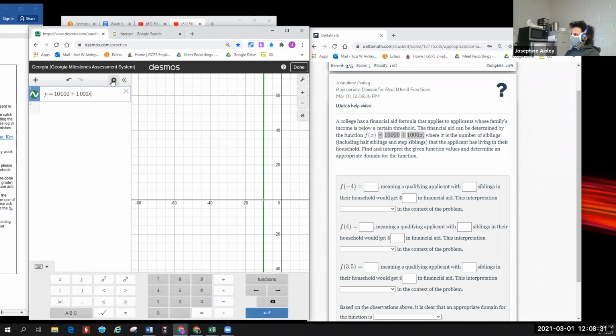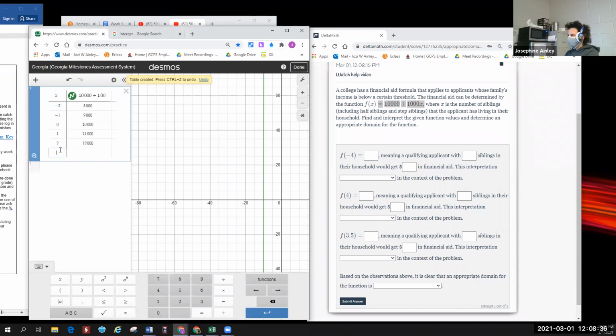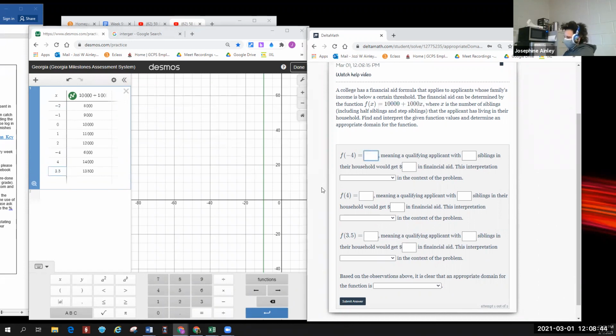All right, then do a table, evaluate it at all these numbers. Where I need a -4, I need a 4 and a 3.5. At -4, it's 6,000. At 4, it's 14,000. And at 3.5, it's 13,500.